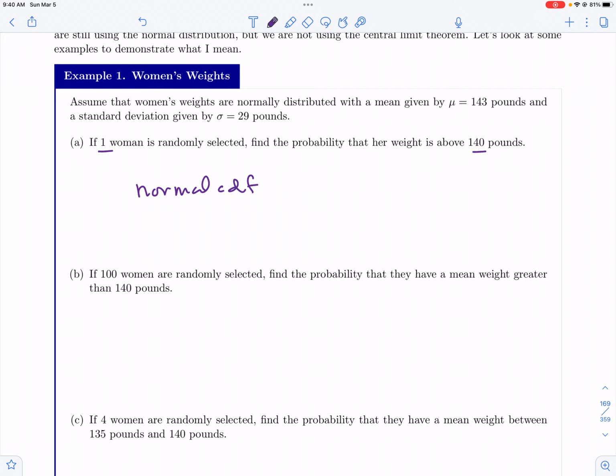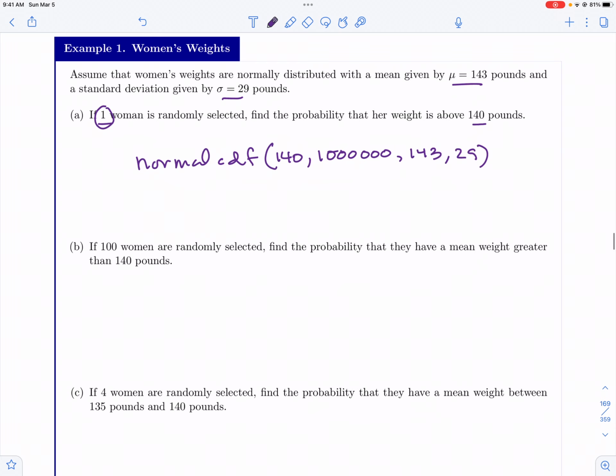So when we set this up, we're just going to have the normal CDF. And so we're trying to find above 140 pounds. So in this case, that's going to be our lower bound, some ridiculously big number for the upper bound, our mean, which is 143, and then our standard deviation, not modified. So just plain Jane, just like that in this case. And so I'll leave that for you guys to type in the calculator. But again, since it's 1, we're not using the central limit theorem. For this one, we're just using chapter 5.